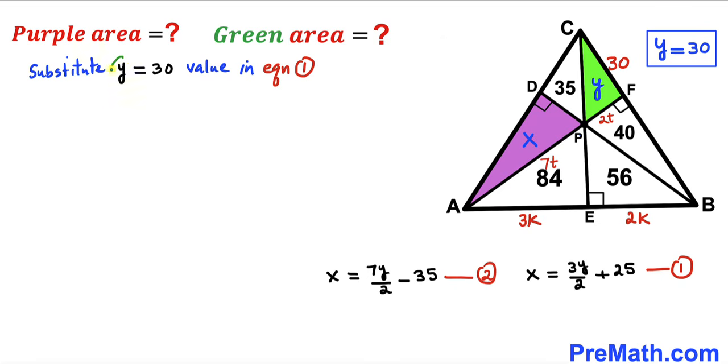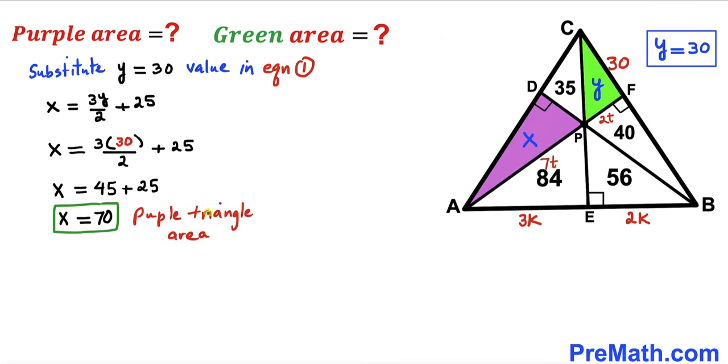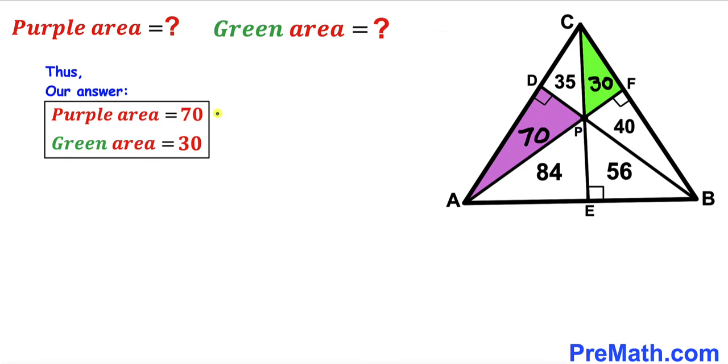Now we are going to substitute this y equals 30 value in this equation 1. And here's our equation 1. Now I am going to substitute this y by 30. As you can see in this next step, I have replaced y by its value 30. And if we simplify everything, our x value turns out to be 70. And we know our x represents the purple triangle area. So thus our purple triangle area turns out to be 70. So thus our purple area turns out to be 70 and the green area is 30.